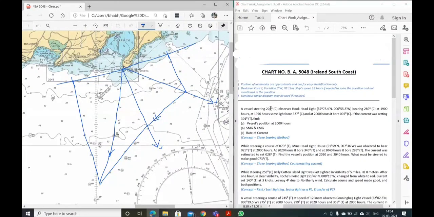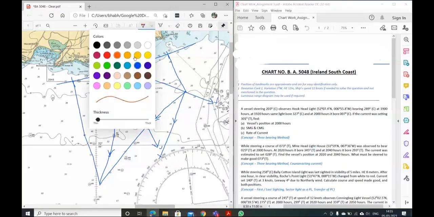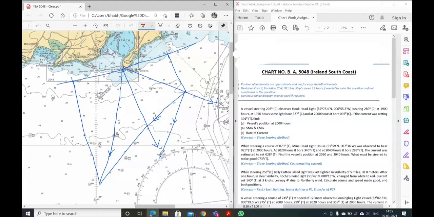Now the course steered is also given to us. Compass course is given, so we convert it into true course and you apply that course steered here. The current is also given. The current is setting 301. So the course steered vector, you cut it as per your engine speed and you apply the current vector. The set of the current is given. The rate is not required here. In fact, they have asked the rate in the question. Wherever this current vector cuts your CMG line, that is where the triangle gets completed.